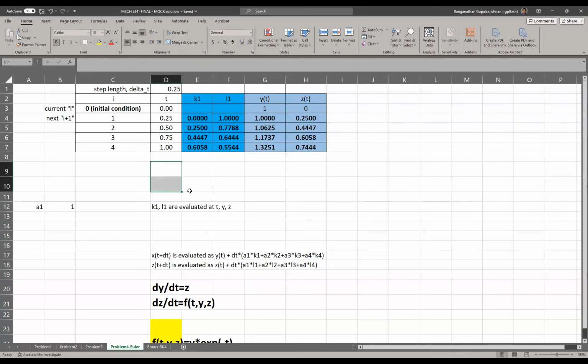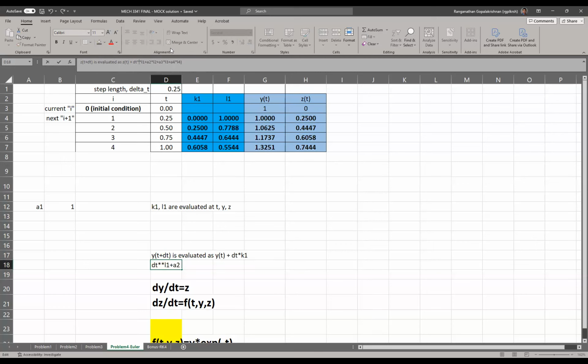So I'll delete these annotations. y of t plus delta t is evaluated as y of t plus dt times k1, and then z of t plus delta t is evaluated as z of t plus dt times L1.